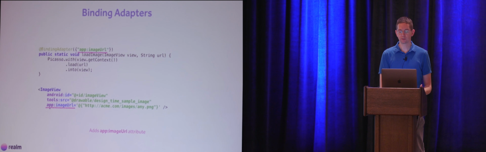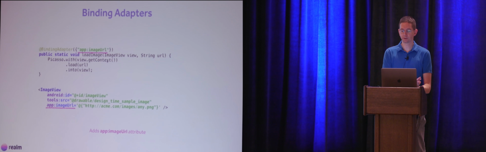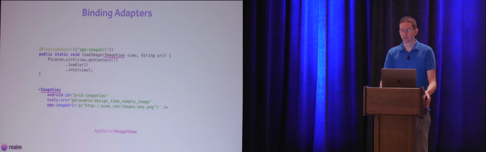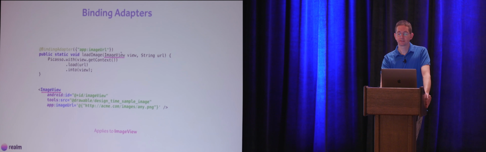When you're building out your views, you can add an app image URL attribute, and then you define an expression in here which evaluates to a string, and then you can process it, download the image and show it in your view. The way this works is we know that this applies to an image view because the first argument is an image view. So if you wanted this to apply to all views, all you'd have to do is take a view as your first argument.